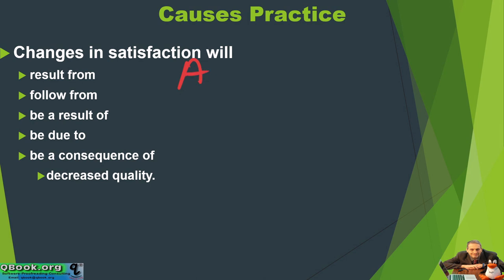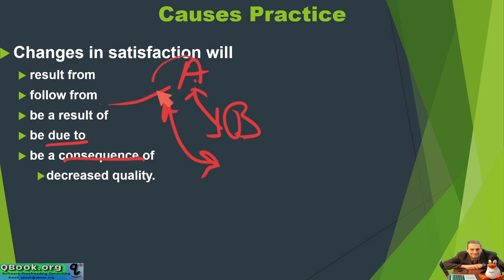Something A will follow from, or in this case, that would be B follows from A, or B happens due to A. B is a consequence of A. So in these words, it's a little bit reversed order, right? But it's still the same idea. I just talked about A. Now I'm going to talk about B. B is due to A. B follows from A. B is a result of A.